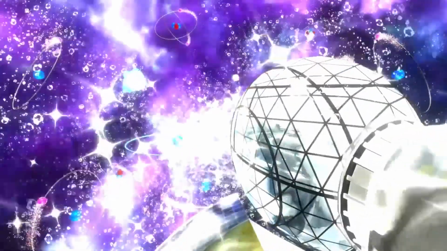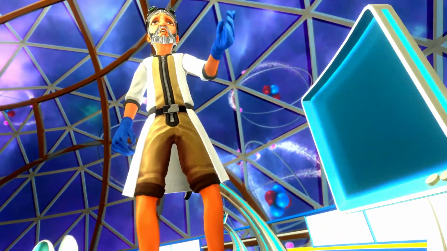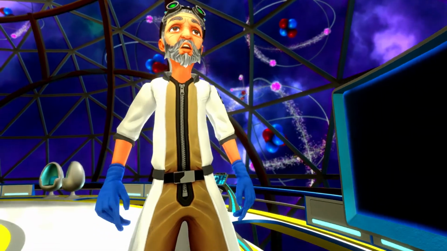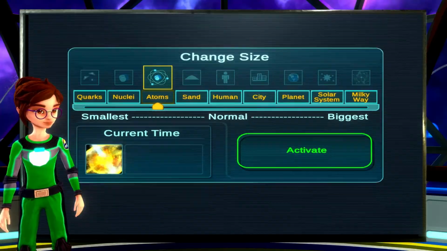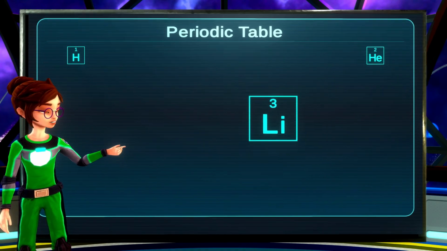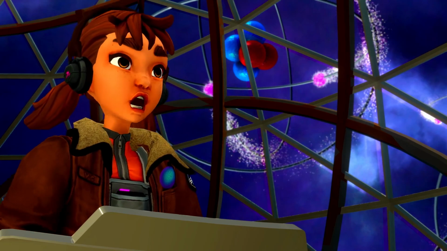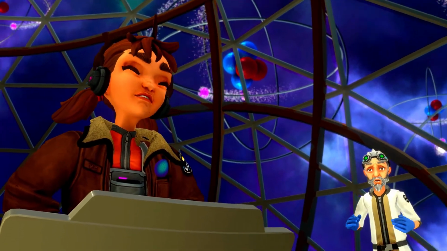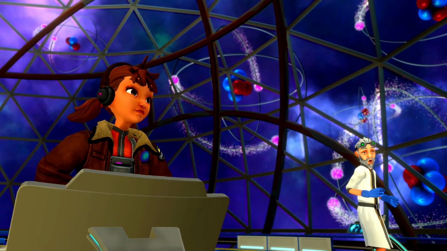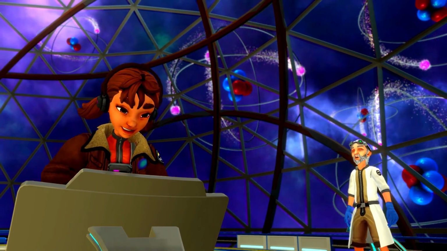This is 300,000 years after the Big Bang. Take a look at your periodic table. It'll show you what atoms formed. Hydrogen and helium atoms are forming. A tiny bit of lithium too. But what about heavier atoms like carbon and oxygen? That didn't happen for hundreds of millions of years. Let's change to star size and go forward in time and investigate.